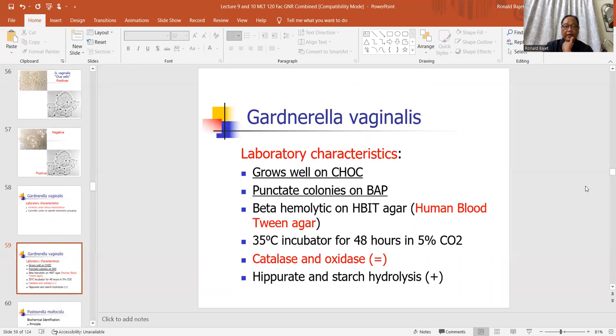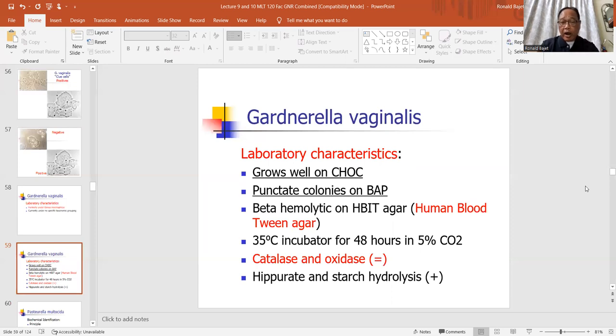It likes chocolate. Gardnerella likes chocolate and doesn't like blood, which is typical for Haemophilus. Usually the Haemophilus will grow on chocolate and it'll struggle to grow on blood, just like Gardnerella will. Punctate colonies are pinpoint colonies, meaning that it's struggling to grow on blood. So it'll grow, but it'll barely grow.